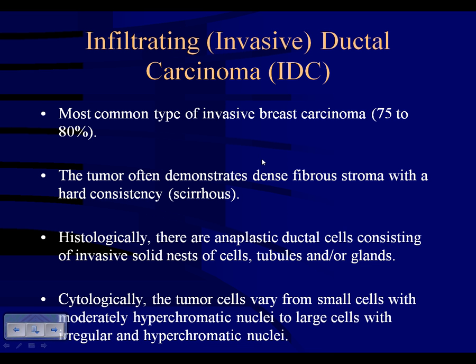Now, histologically, there are ductal cells consisting of either solid nests, tubules, or glands. If they're all tubules, we call it tubular carcinoma, or invasive ductal with tubular features, okay? So just keep that in mind. But oftentimes you'll see it invading as solid nests of cells. Cytologically, again, we have low-grade and high-grade tumor cells. Low-grade tend to be very small cells, and the high-grade tend to be larger, more anaplastic cells.